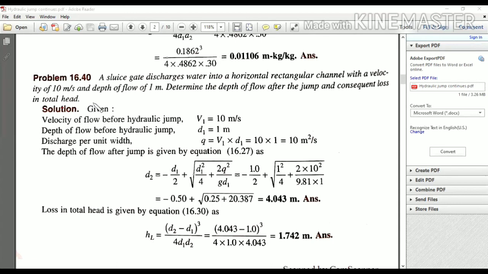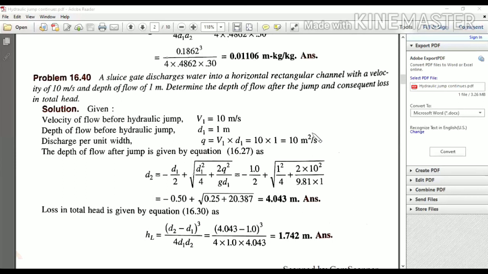But here we need to notice that they have given one different value, that is, they have given it in terms of velocity. So velocity v1 is given, and d1 is also given as 1 meter. Therefore discharge per unit width is nothing but v1 into d1. You have to be very careful, v1 into d1. Before, the discharge was given, but now they have given us the velocity. In terms of velocity, this is the formula we need to use.